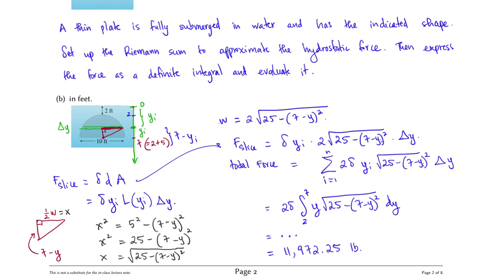In this computation, we use the weight density of water, 62.5 pounds per cubic foot. But if we were asked to use 62.4 pounds per cubic foot, the answer might be slightly different.